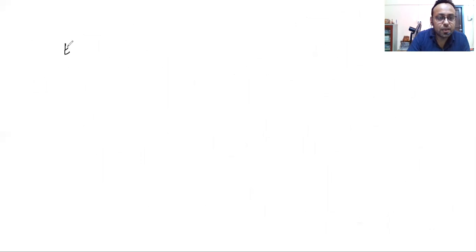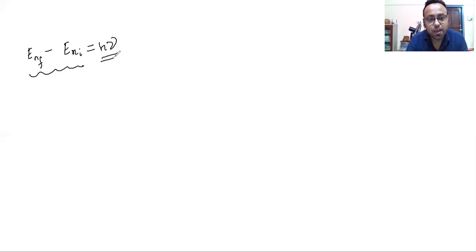Suppose from E_I, and I'm writing here E_F minus E_I, meaning final stage energy minus initial stage energy, is simply equal to h nu. How much energy is absorbed is simply equal to h nu, or you can write hc by lambda. So I can write h nu equals, and I can put all those values of n_f and n_i. After doing all that, you'll get something like this.